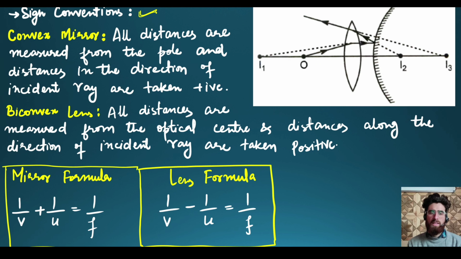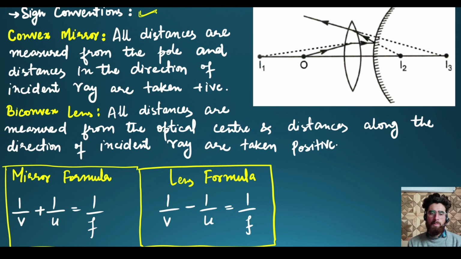Now the second thing is that all the distances are measured from the optic center of the biconvex lens. For the biconvex lens, the reference point will be the optic center to measure all the distances, and every distance that's taken in the direction of the incident ray from the optic center is going to be positive, or else it's going to be negative.